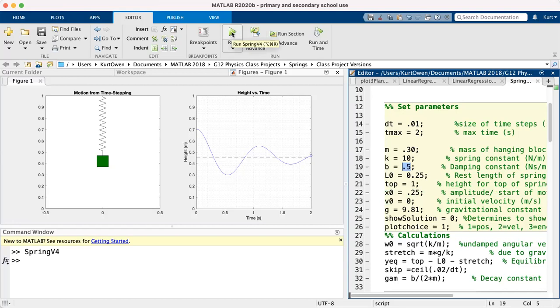Let's look at that again. We can see how it's dropping off, and we are going to try to figure out the equation of motion for this. All right, so let me switch screens.